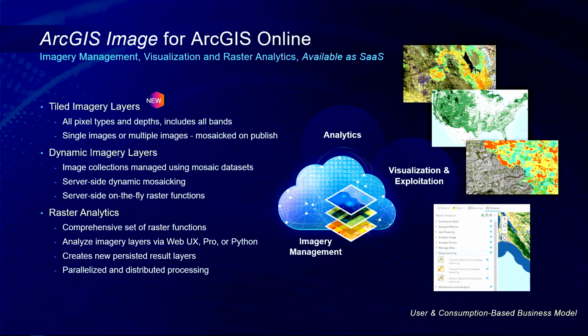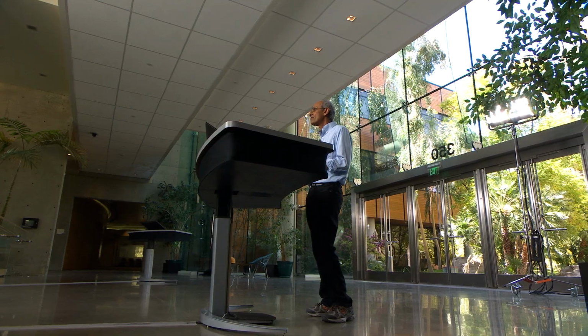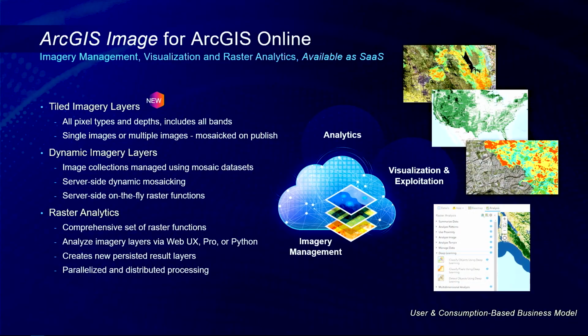I'd like to talk next about ArcGIS Image for ArcGIS Online. This is the new SaaS imagery extension for ArcGIS Online for imagery management, visualization, and raster analytics. It's been available in beta since Q4 of last year and will be released in general availability in Q2. The process of using ArcGIS Image begins with uploading your source imagery to ArcGIS Online for hosting in the cloud. This process supports a comprehensive set of raster types and formats. Imagery may be hosted as tiled imagery layers or as dynamic imagery layers. Both of these can be visualized and analyzed.